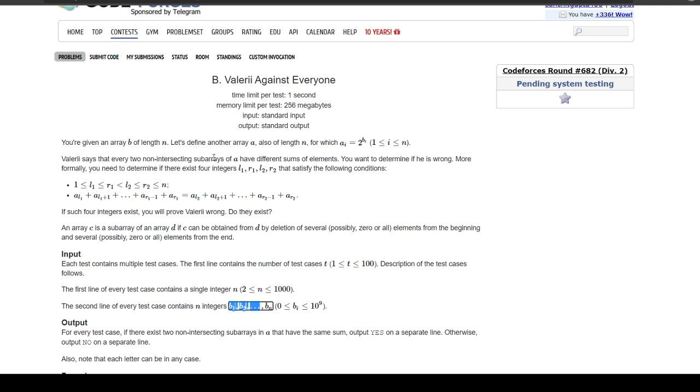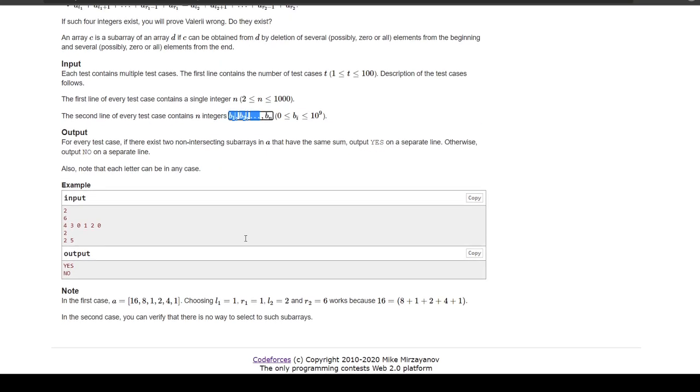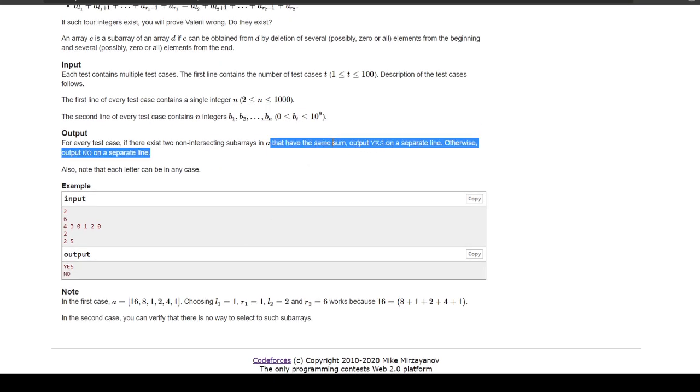So you need to find two non-intersecting subarrays of A which have the same sum. If there exists such a subarray, then you need to output yes, otherwise you need to output no. So okay, first thing, if there are two same numbers in B, that is, not all are distinct, then the answer is simple, it is yes, because you can choose L1 equal to the first number's index equal to R1 and L2 equal to R2, the second number's index.